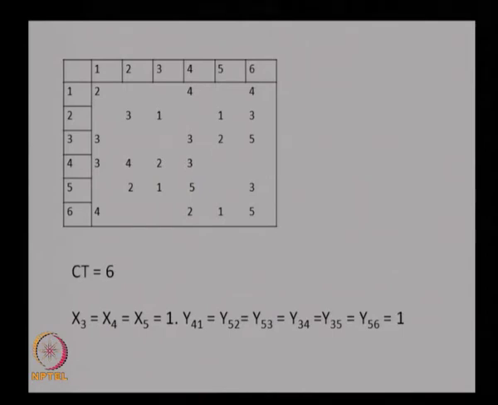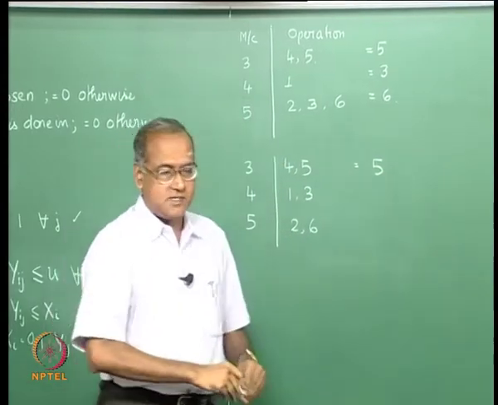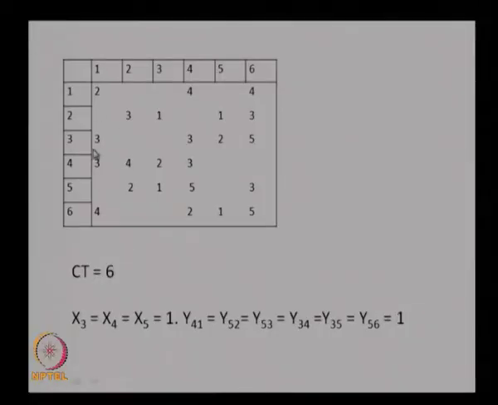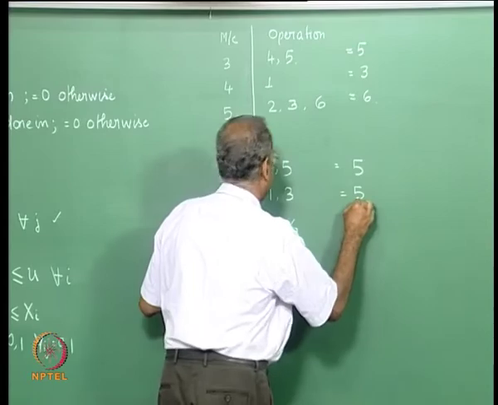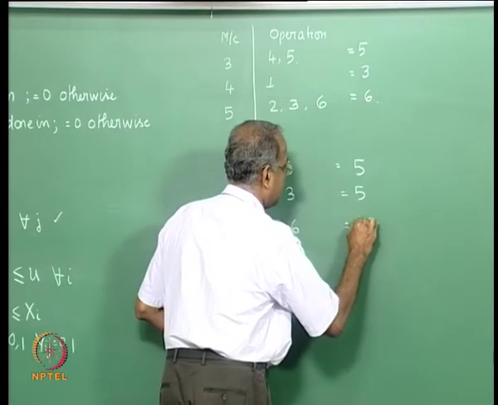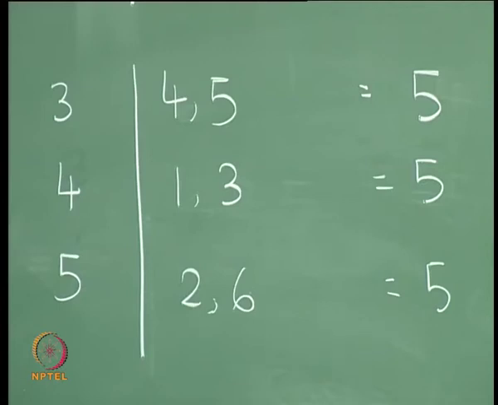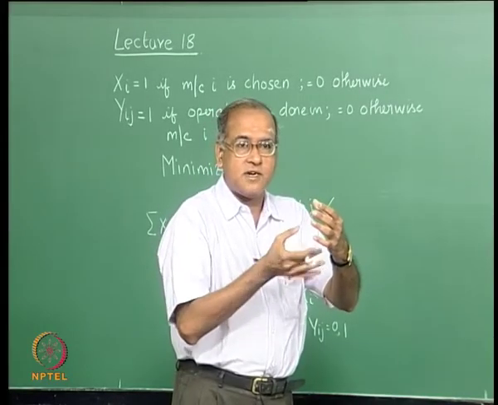So, 4 and 5 go to machine 3. Machine 3 is here; operations 4 and 5 give a cycle time equal to 5. Machine 4 is here; operations 1 and 3 give us a cycle time of 5. And machine 5 is here; operations 2 and 6 also give a cycle time of 5. We actually have the same solution, except that the operation distribution has changed.